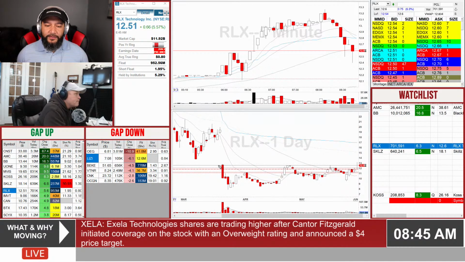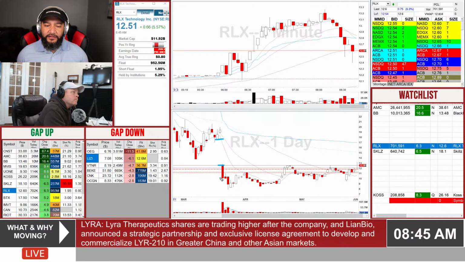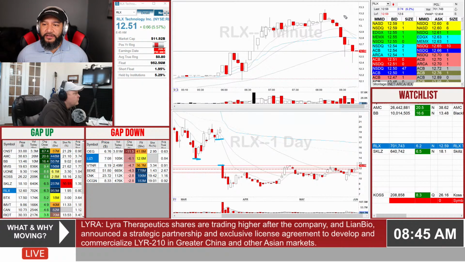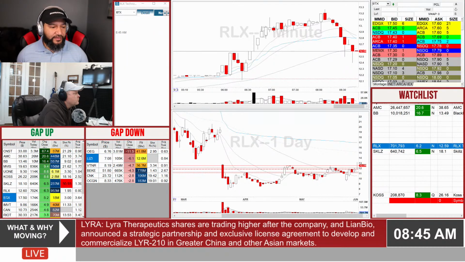Oh, look at this. We have a huge gap down here. We can possibly start closing this gap if we can get above that and stay above that 13 bucks area here. So let's take a close look at that one as a possible.